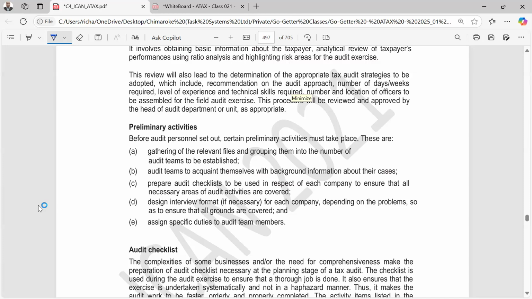Then they will assign specific duties to audit team members. So maybe the team members might be 5, and they will tell you, in this audit we are going, this is a leader, you will take the lead role, this is a supporting role, this is what you are going to do, this is what this person is going to do. So everybody knows their tasks in the audit.